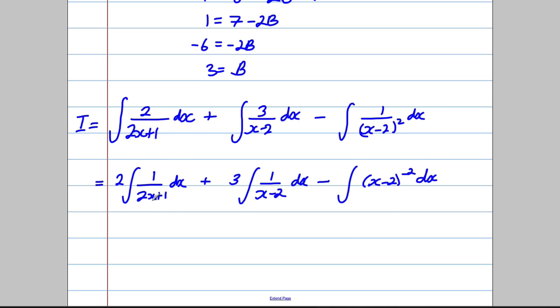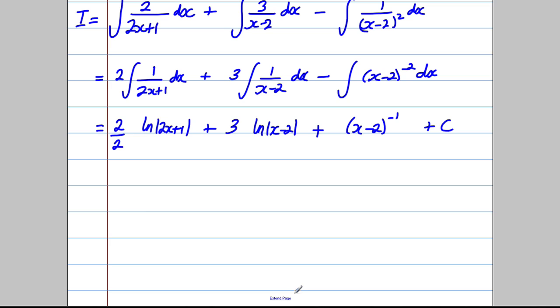Now you should recognise that as an integral, you know it's a logarithmic one, so the answer would be 2, and this would be the natural logarithm of 2x add 1, but I have to divide by that 2, so 2 over 2, plus 3, the natural logarithm of x take away 2. And then this one here is not a logarithmic one because it's to the power of negative 2. I add 1 to the power and divide, so it would be subtract x take away 1 to the negative 1, and I divide by that negative 1, so it would end up being a plus there, and I'd have plus constant.